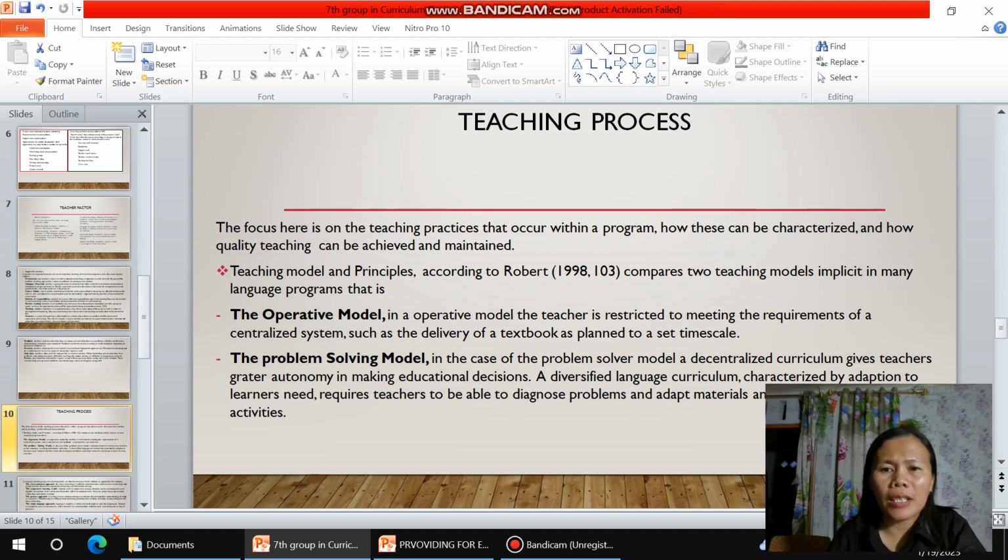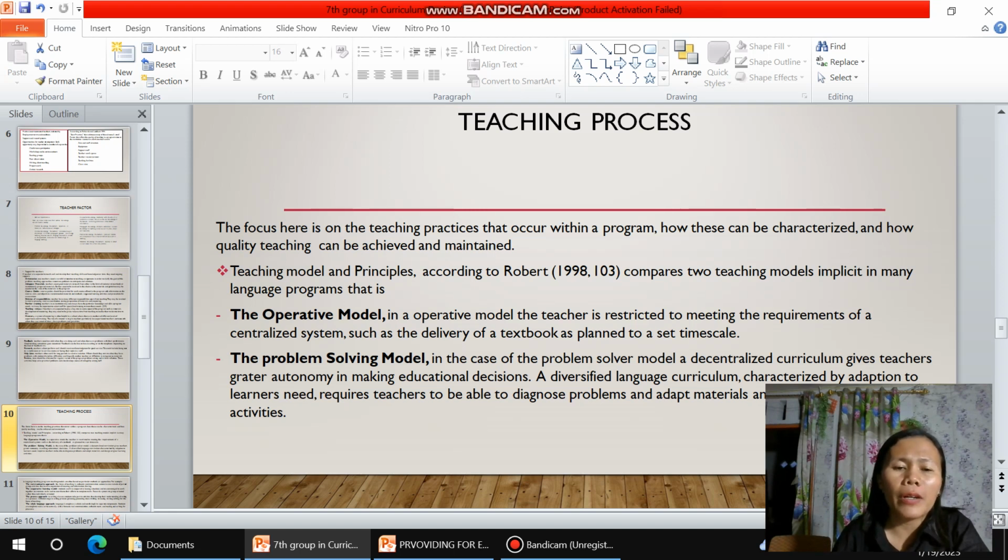The third is the teaching process. The focus here is on teaching practice that occurs within a program, how this can be characterized, and how quality teaching can be achieved and maintained. First, teaching models and principles. According to Richards, 1998, page 103, compares teaching models implicit in many language programs.